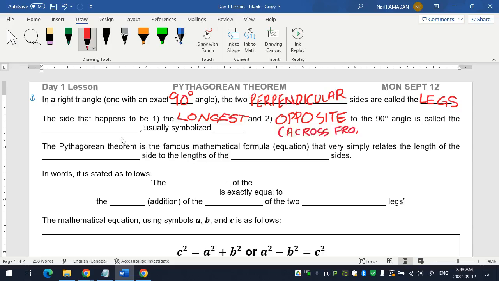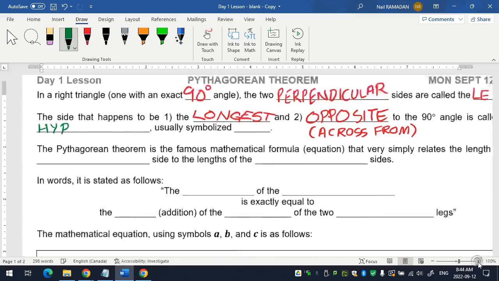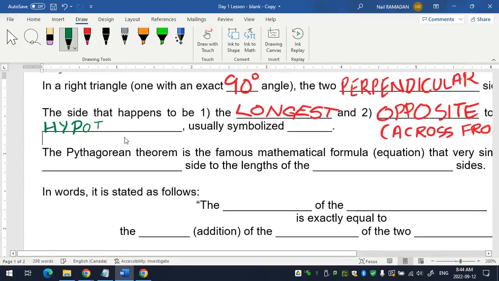I always want to show you as many words just in case the next teacher you have in math assumes you know them. Okay. The side opposite the 90-degree angle is called the, Hamza, say it again, hypotenuse. Hypotenuse. Okay. So I'm just going to use a different color. H, Y, P. Let me zoom in. Hypotenuse.